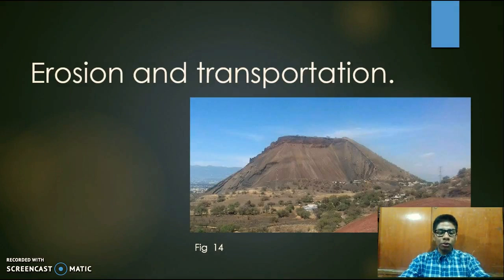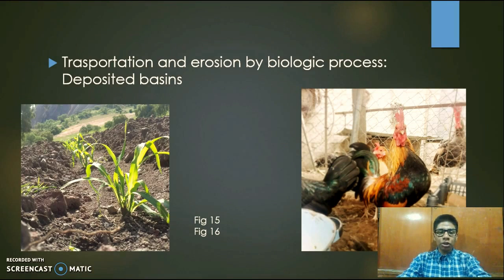Erosion and transportation by biologic process. Biologic process refers to the alteration of the soil caused by the flora and the fauna that inhabit the area. For example, the soils of a forest do not have the same minerals as the soils of a cornfield.